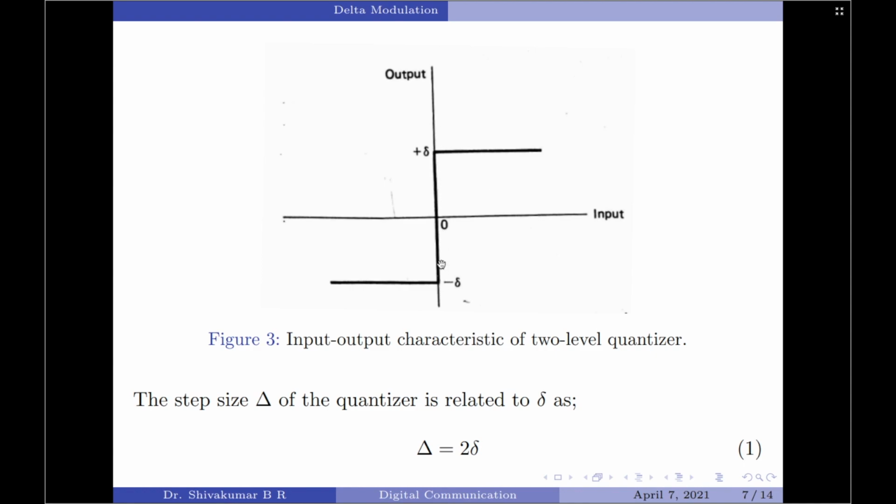Since in our discussion we have taken the variation to be only plus or minus delta, this representation level is said to be plus delta and this is supposed to be minus delta. So the step size capital delta of the quantizer is related to the small delta as capital delta is equal to this amplitude minus this amplitude, which is delta minus minus delta, which is 2 delta. So from this equation we note that the step size of the PCM as well as DPCM is equal to 2 times the step size of the delta modulator.